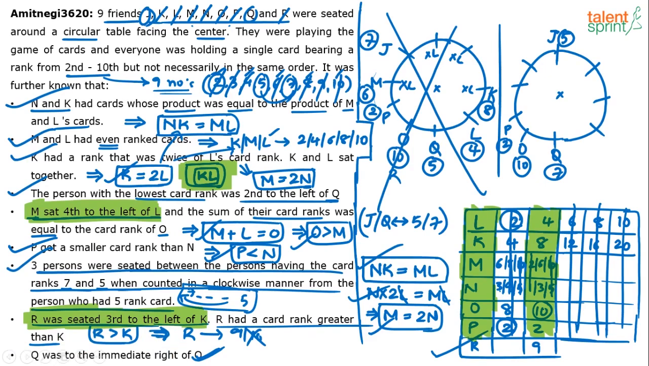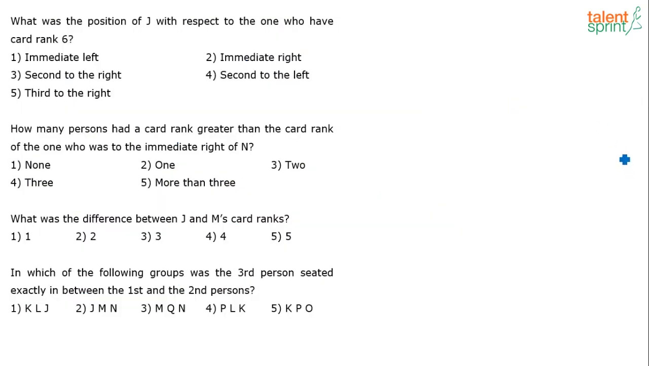So what's the point? M sat 4 to the left of L. Try out the possibilities of L. Let's say L comes here. M is 4 to the left of L: first, second, third, fourth. M can come here. If L comes here, first, second, third, fourth, M can come here. L cannot come in this position. Can L come in this position? First, second, third, fourth. L cannot come in this position.